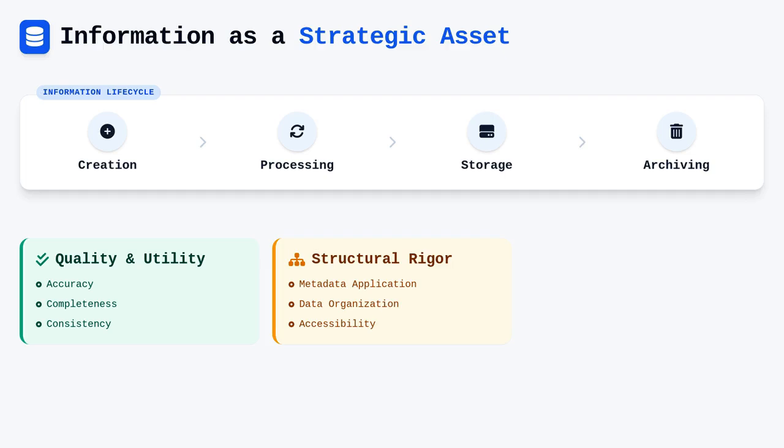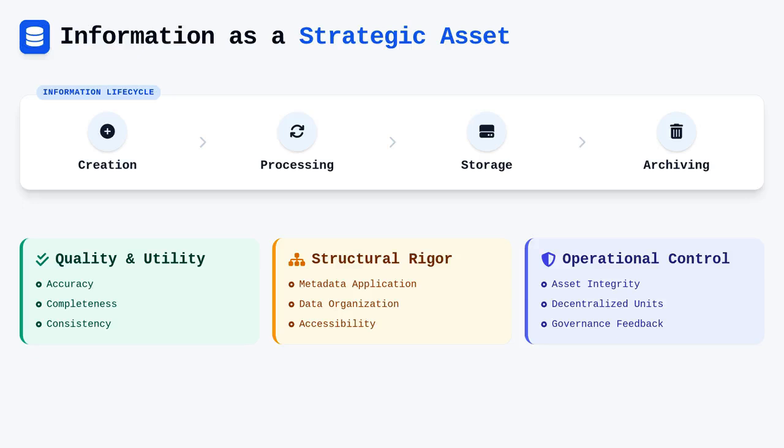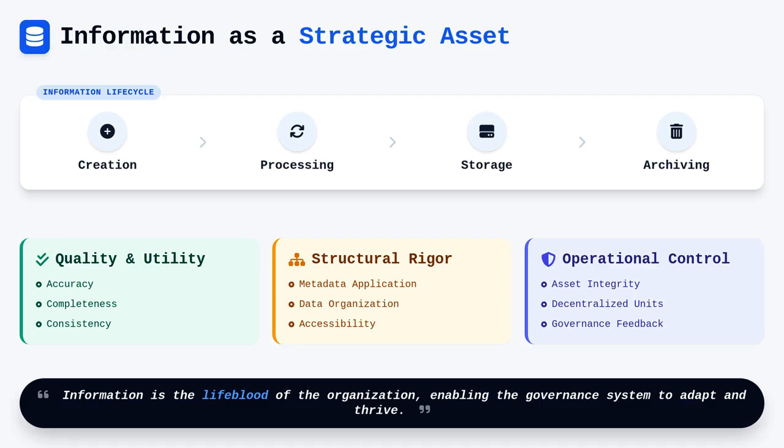When we discuss operational control, we are referencing the ability of the enterprise to maintain the integrity of its information assets across decentralized business units. Ultimately, information is the lifeblood of the organization, providing the feedback loop necessary for the governance system to adapt and thrive.